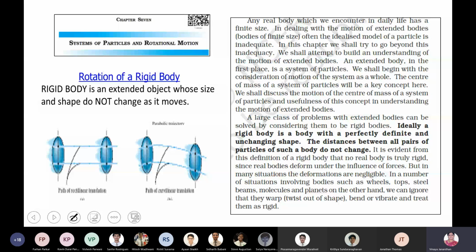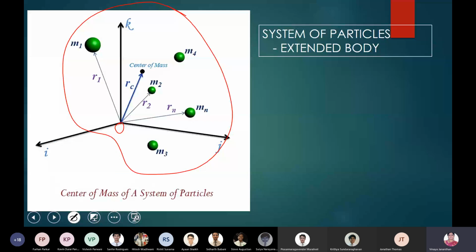Now, this is an extended body. This body can be taken as a rigid body when I consider this extended body as a rigid body. The question is, a rigid body is an extended body, but with a specific condition. When you apply a force on this extended body, the body begins to move. Say it's a linear motion.